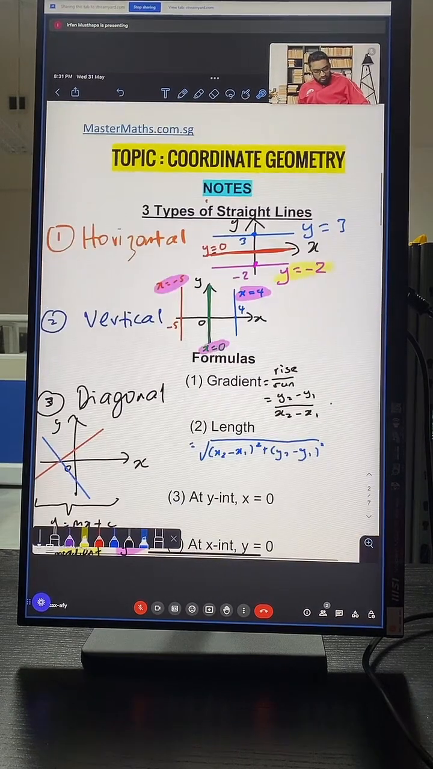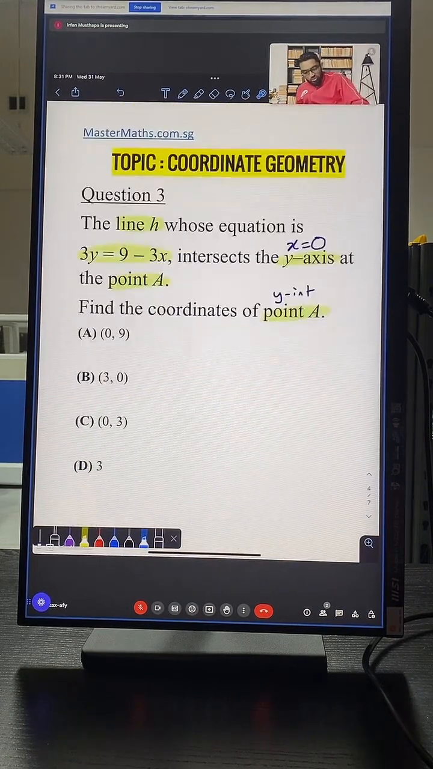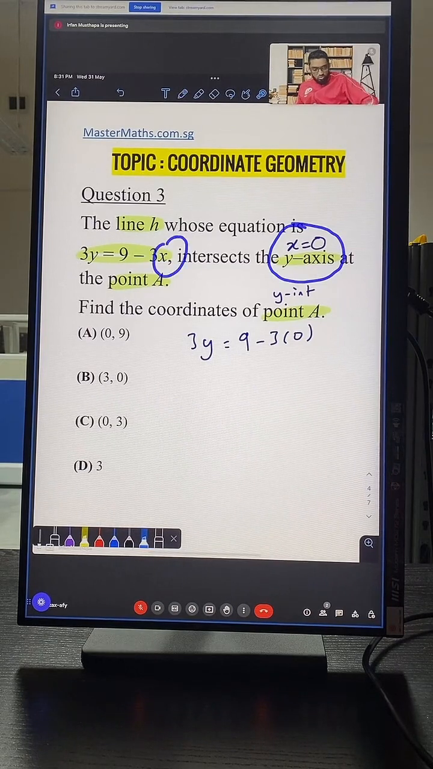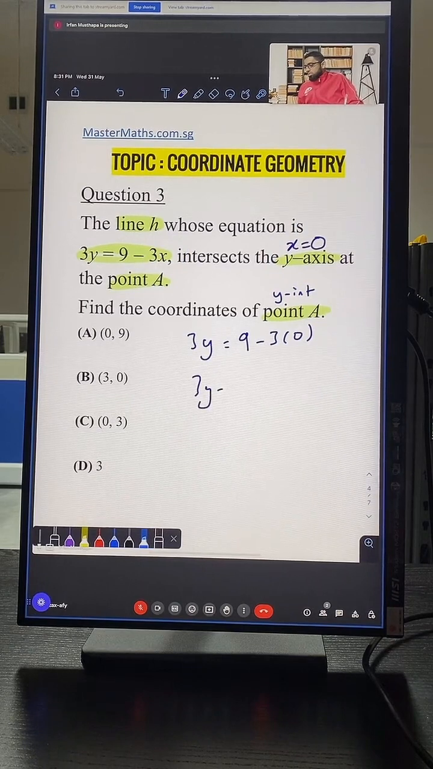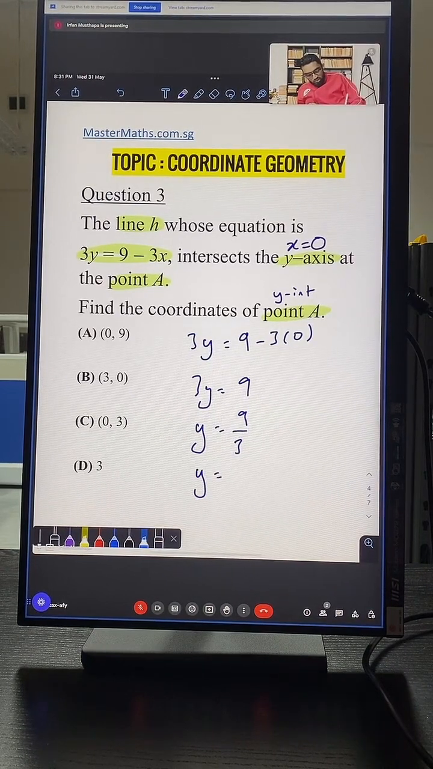No need to overthink this. What we do next is this, my friends. 3y is going to be equal to 9 minus 3 times 0. Why? Because on the y-axis, x is 0. We change the x value to 0 as well. So 3y will just be equal to 9. Very nice. Now, if 3y is equal to 9, can we find the y value? Yes, we can. y is 3.